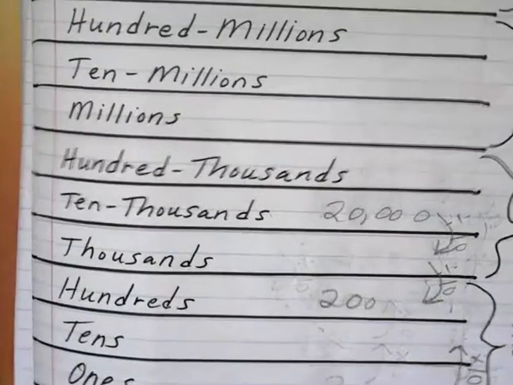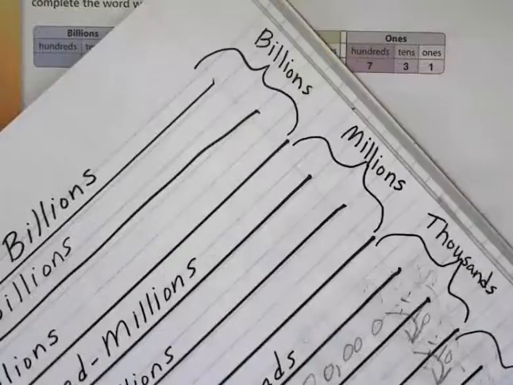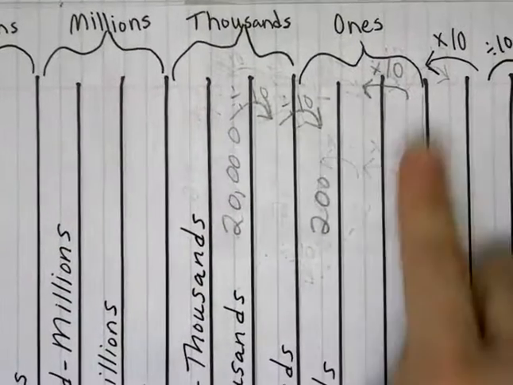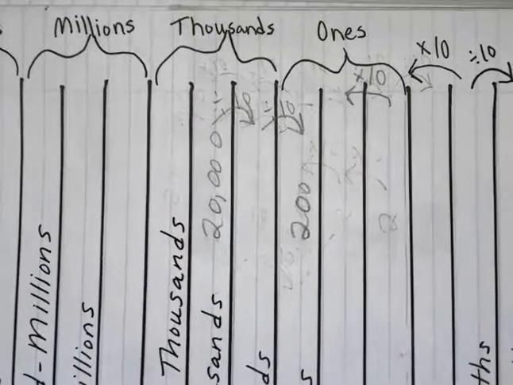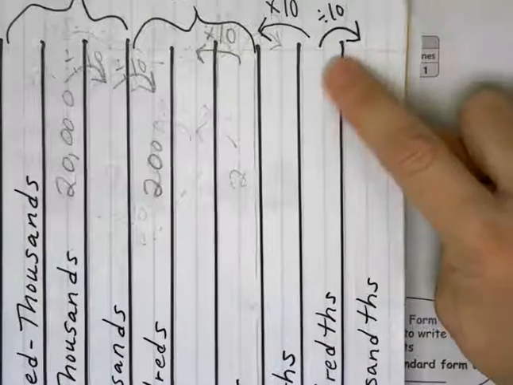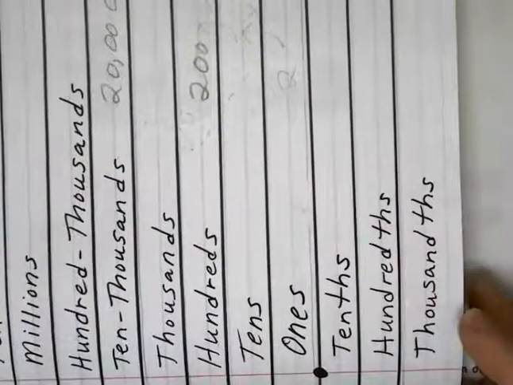Let me turn it this way. Okay, so if we are going to the left, the numbers are getting larger, right? So that means the opposite is true. If we're going to go to the right, our numbers are going to be getting smaller, and they're going to be divided by 10. Then we added our decimals. Do you remember that?